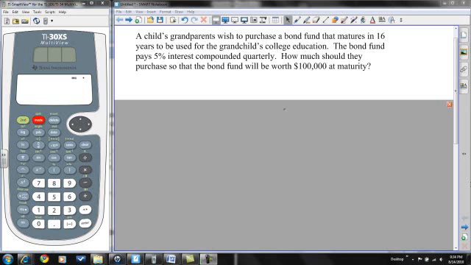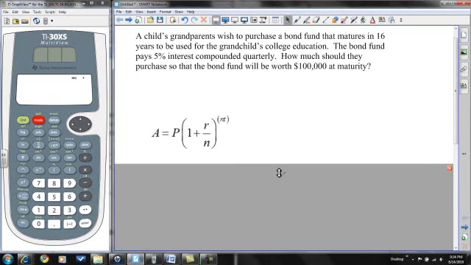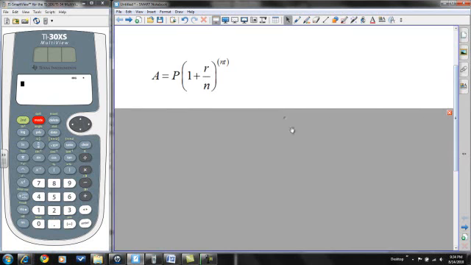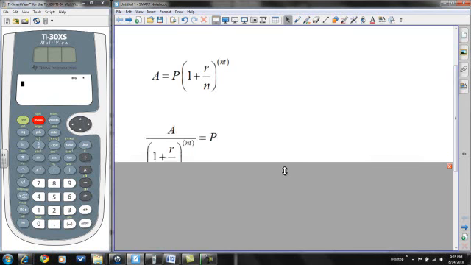Anytime we see the words compounded quarterly, we know that we have to use the compound interest formula. A is equal to P times 1 plus R over N to the NT power. In this case, we are not looking for A, which is the future value. We're looking for P, which is the present value. So the next thing that we want to do is to solve for P.